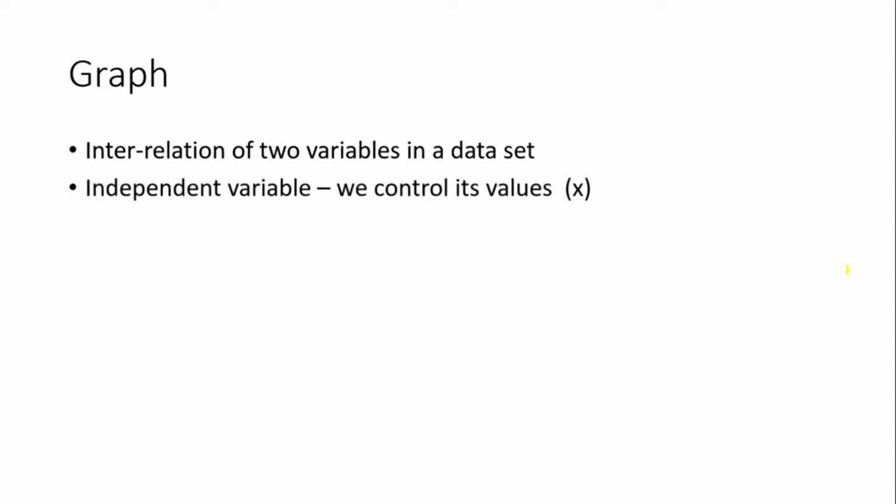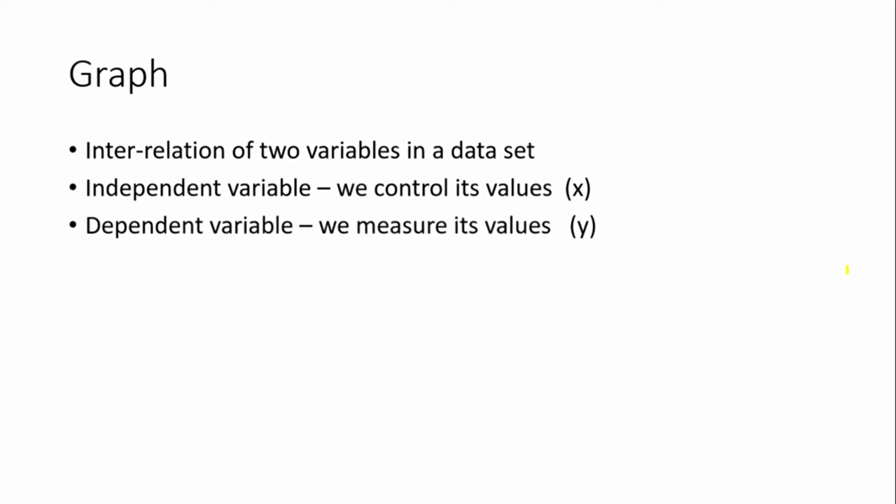So just to review, a graph is an interrelation of two variables in a data set. The first variable, we call it the independent variable. This is the one where we control its values. We determine what its values are going to be, and this is our x. The other one is called the dependent variable. This is the one that we're going to measure its values to see how they change according to how we change the independent variable. The dependent variable is going to be our y.